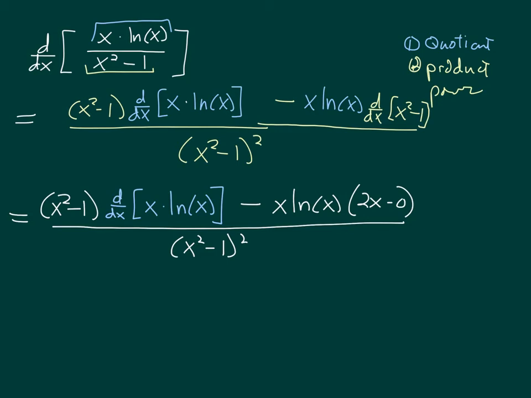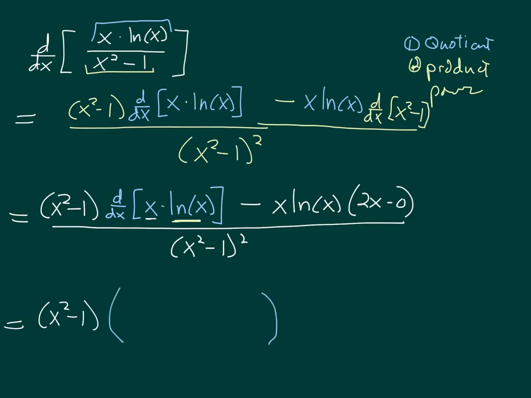Here, what's connecting these two functions is a product, so we're going to use our product rule. For our first function, we'll use x. For our second function, we'll use the natural log of x. So this derivative is going to be complicated. We're going to put it inside a big set of parentheses. Okay, so on the top, we have x squared minus 1. And now we're going to have to apply the product rule.